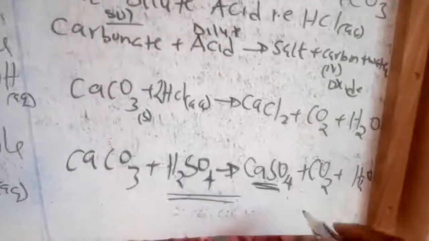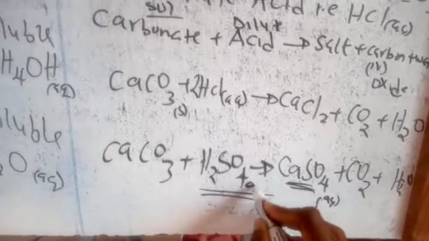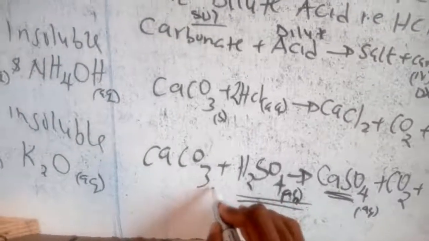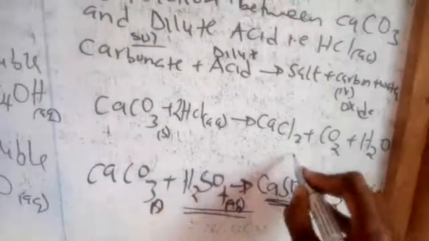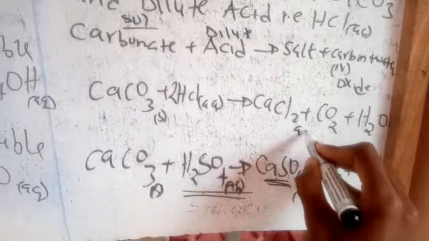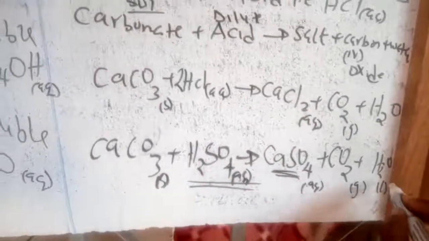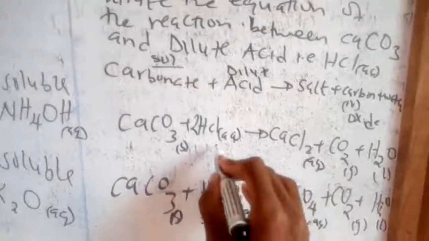And therefore this calcium sulfate, this is aqueous. You can write aqueous there, and this is aqueous. This you can write as a solid, and this is aqueous in the first one. This is a gas, this is a gas, and this is a liquid. This is a liquid, and this is aqueous.